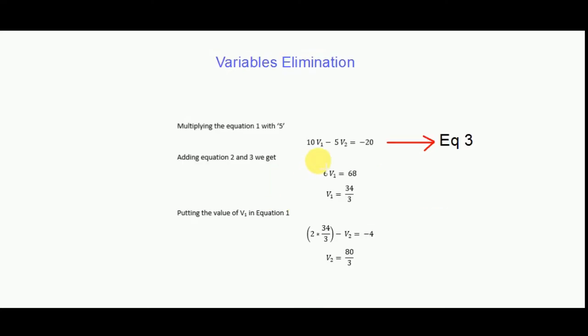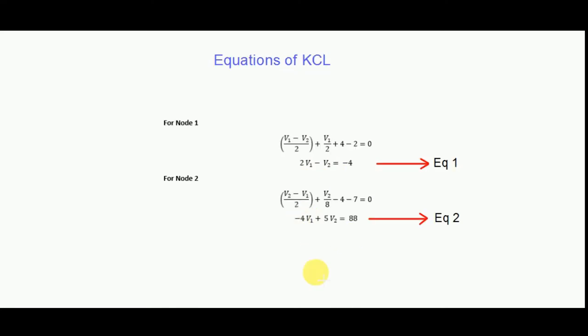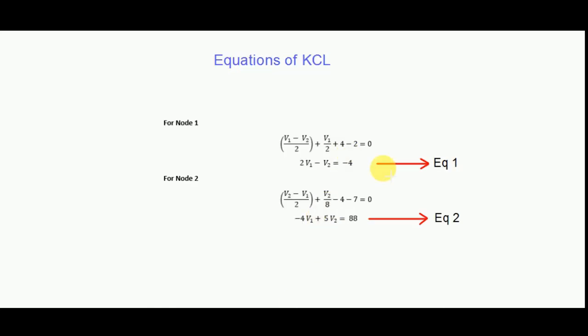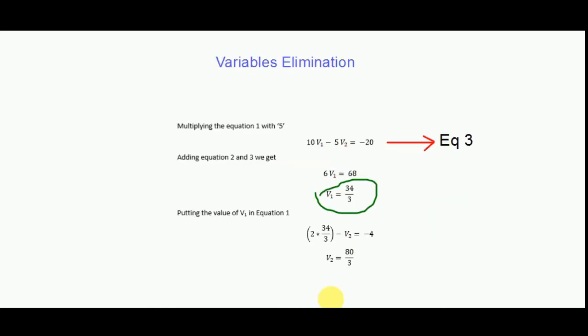After multiplying equation 1 by 5 we get 10V1 minus 5V2 is equal to minus 20. Now adding equation 3 and equation 2, we get 6V1 is equal to 68. After simplifying we get V1 is equal to 34 by 3, and similarly putting this value in equation 1 we get V2 is equal to 80 by 3.